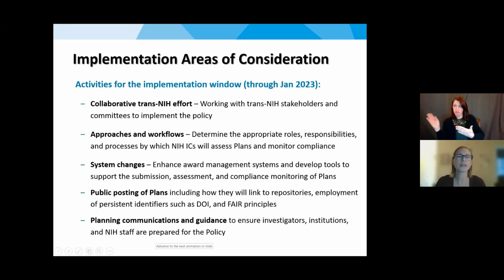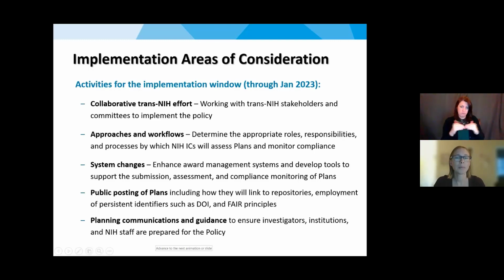We are also considering approaches for posting some plan information publicly to ensure that they are useful to researchers looking to find data generated through the use of NIH funding that may have been shared. We want to do this in a way that encourages researchers to share reusable data and adopt good data sharing practices. So we are making sure to engage with data science colleagues across the NIH and in the community as we consider how to link out to repositories, employ persistent identifiers, and promote FAIR data principles.